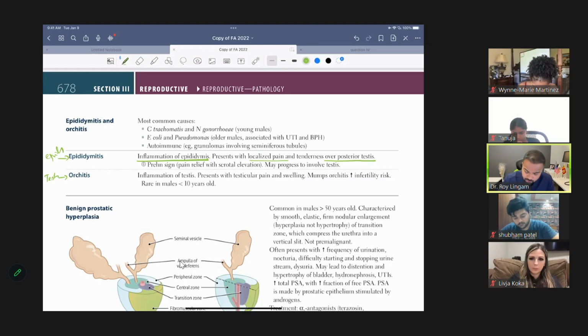Upper and posterior. What is Friend's sign? Pain relief with scrotal elevation. So we ask the patient to elevate the scrotum and they say it feels better. So that's the Friend's sign, folks, okay? It may progress to involved testis, but it's not.